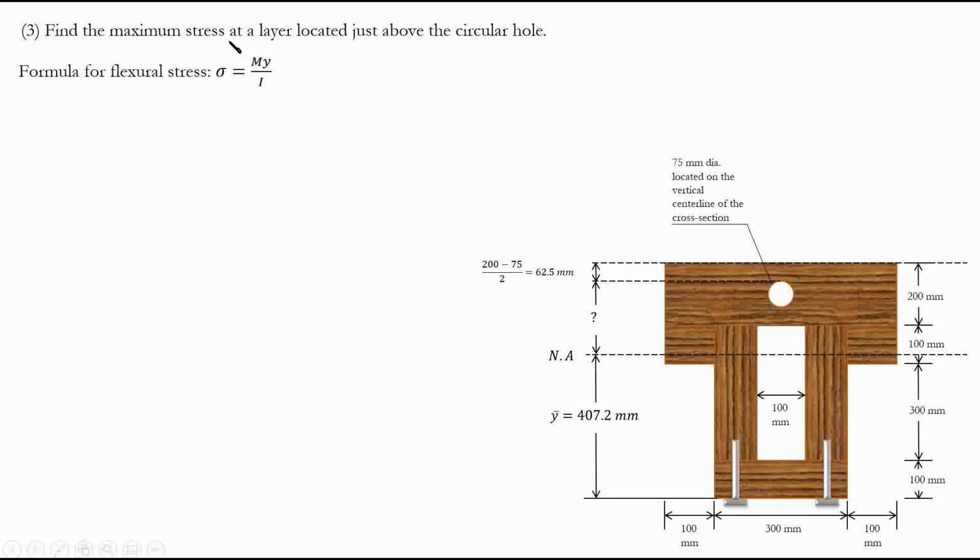When it says maximum stress at a layer just located below the circular hole, this maximum means that we take the maximum moment. So we're concerned with the maximum moment in the beam. Here it defines the layer. If it does not define the layer, you automatically go to the top fiber and the bottom fiber and compare to see which one is higher, because as we know, moment is the largest at the edges, at the top fiber or the bottom fiber, just naturally. And in the neutral axis, our moment is going to be 0, basically opposite to the shear.